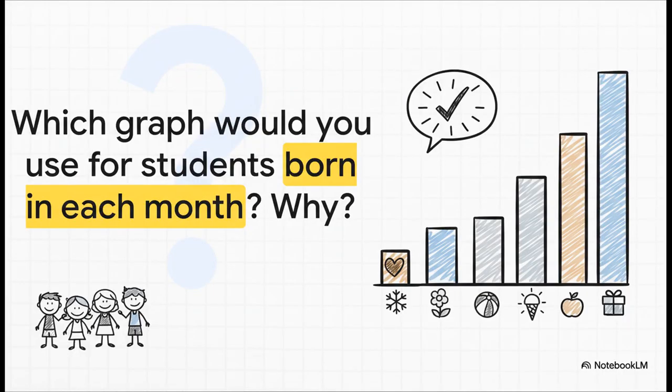Okay, pop quiz time. If you wanted to show the number of students born in each month of the year, which graph would you use? Go on, pause and think about it for a sec. Got it? If you said bar graph, you nailed it. Why? Because each month, January, February, March, is a separate, distinct category.